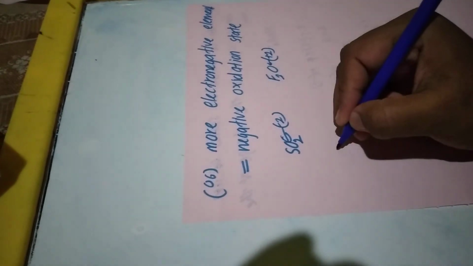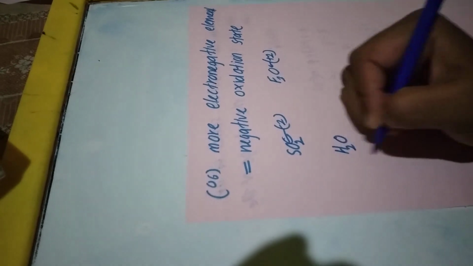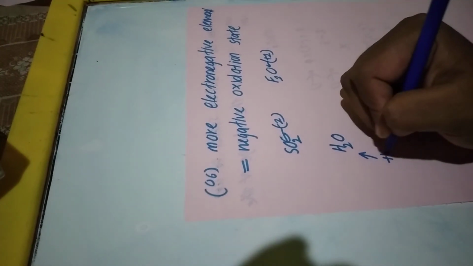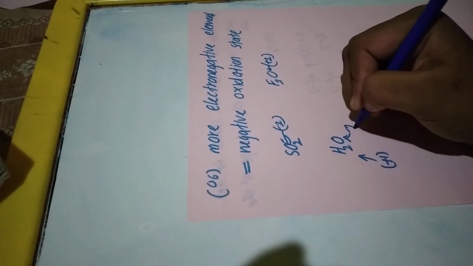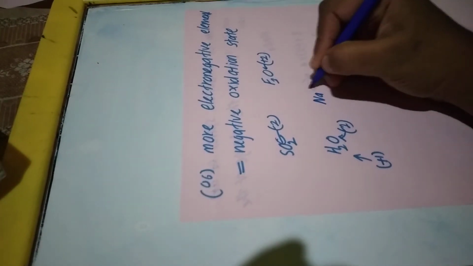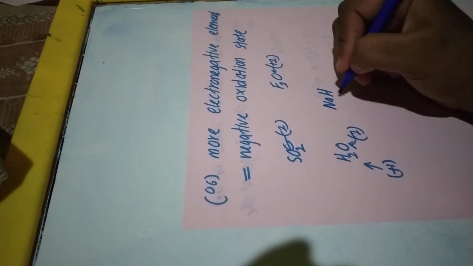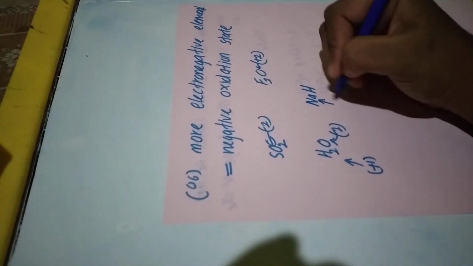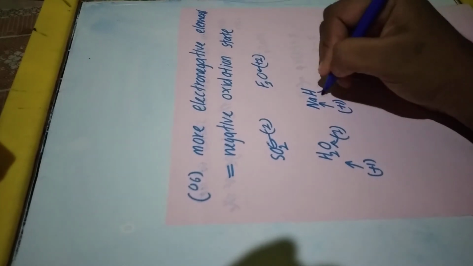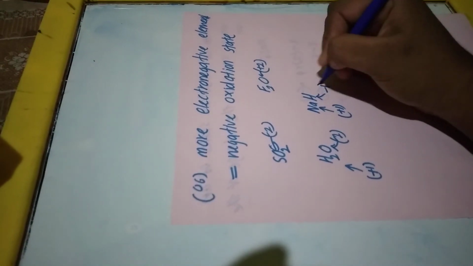Likewise, the more electronegative element gets the negative sign. If you take H2O, hydrogen gets +1 and oxygen gets -2, because oxygen is more electronegative compared to hydrogen. But in sodium hydride, sodium is less electronegative compared to hydrogen. Therefore sodium gets the plus sign and hydrogen gets the minus sign. So the more electronegative element always gets the negative oxidation state.